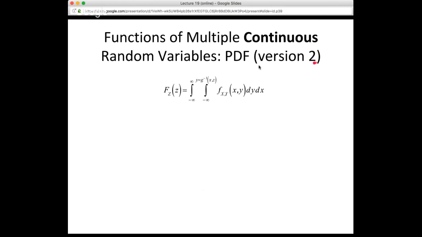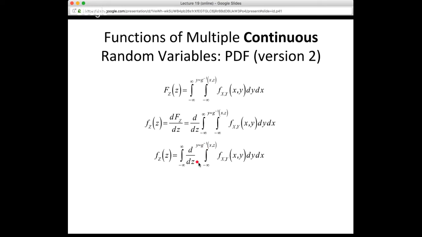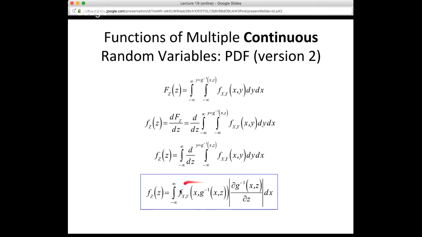Alternatively, we could have gone with version 2, where we express the CDF for z in terms of y instead of x. It's perfectly equivalent, and we basically go through the exact same sequence, just reordering the order of integration. When we take the derivative of the right-hand side, we bring it in, and we've got exactly the same thing, except this time we evaluate the joint PDF for x and then y equal to g inverse of x,z, and then take the derivative of that g inverse function with respect to z. So it's essentially the same.